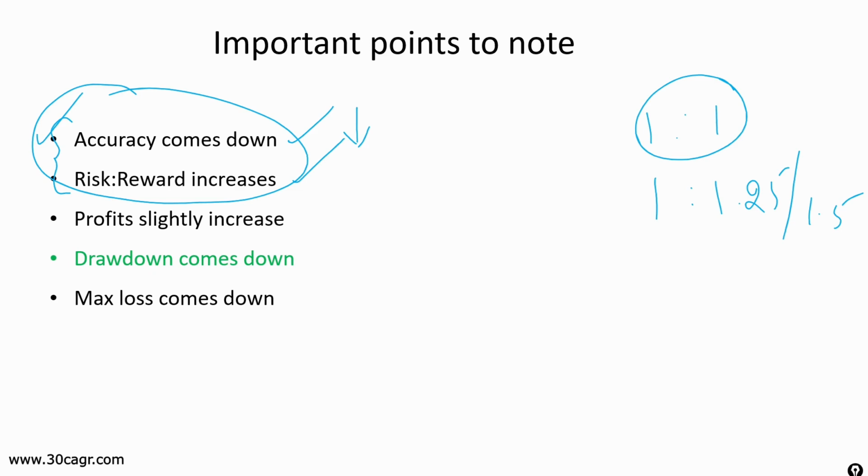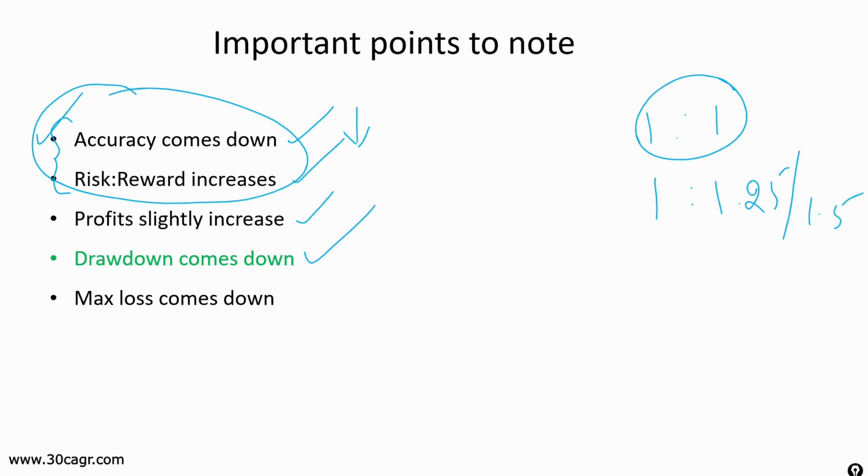With implementation of TSL, there might be a little drop in the accuracy, but then risk reward increases, which ultimately benefits us a lot. And then the other thing is profits slightly increase. At times you see that profits increase a lot in some strategies, but in this strategy, profits increase slightly. This is not the major advantage of this trailing stop loss. The major advantage is the drawdowns. Drawdowns come down significantly because of this trailing stop loss.